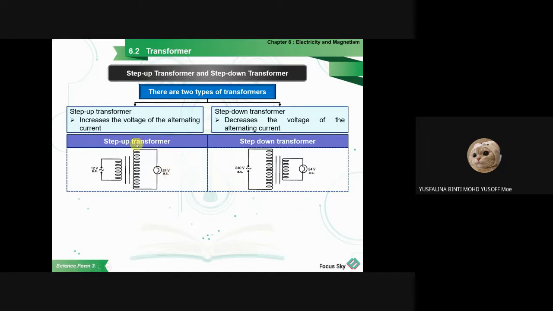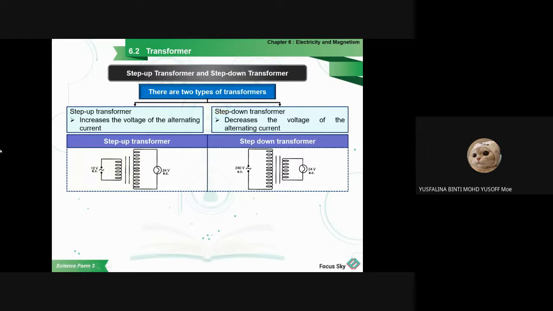So the voltage increases, right, from 12 to 24. That's why we call it a step up transformer, to increase the voltage of the alternating current. And we see also the number of coils increases. So when the number of coils from the primary coil to the secondary coil increases, it will increase the voltage at the same time, right?